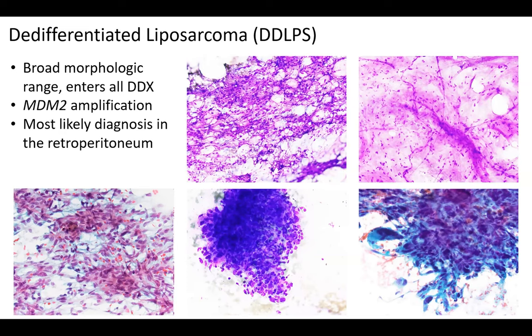So here you can see that this is an adipocytic pattern where it's making abundant lipoblasts. Here, this is a more myxoid pattern with an abundant myxoid stroma in the background. They can also appear somewhat spindled cell, somewhat epithelioid, and somewhat pleomorphic. And this is the most likely diagnosis in the retroperitoneum.